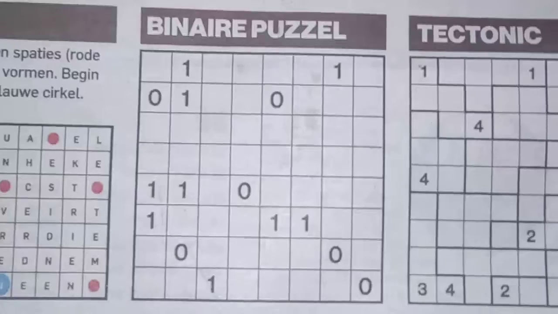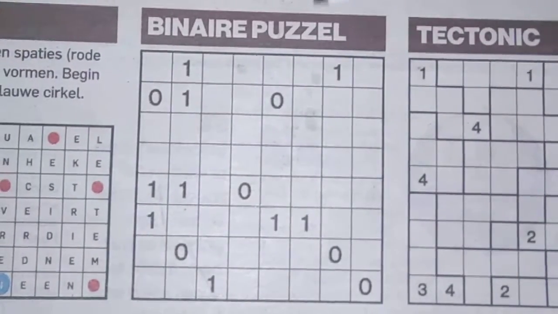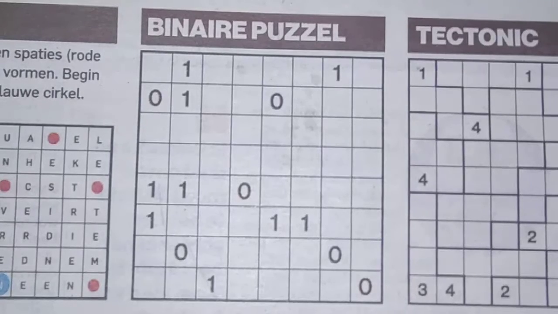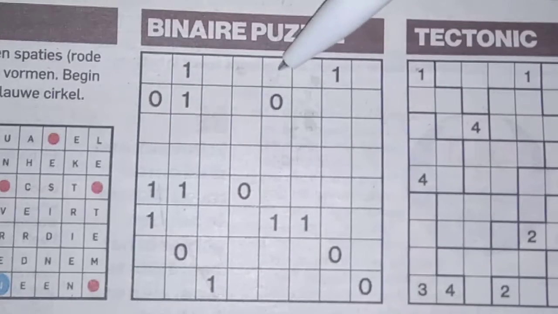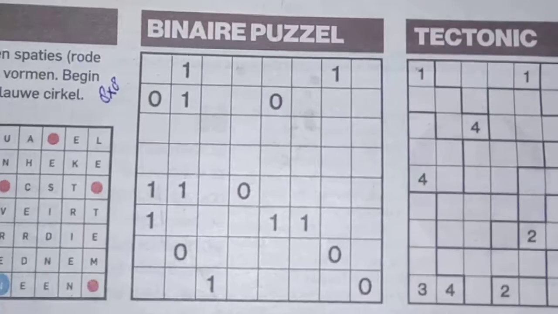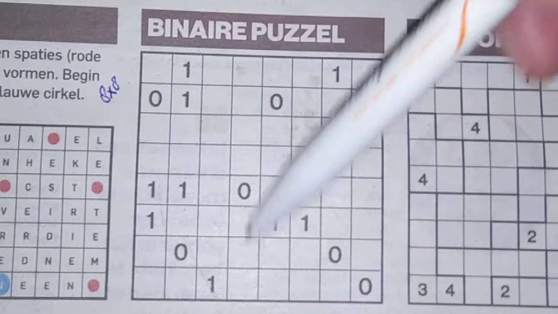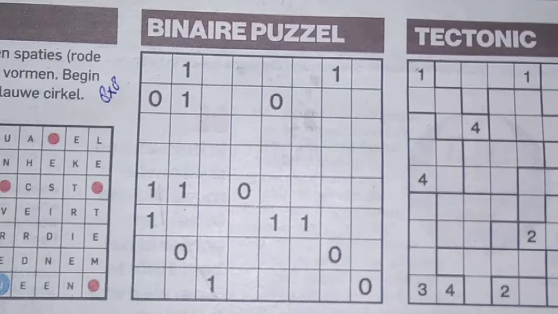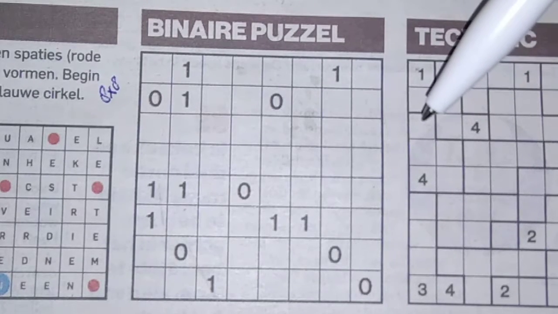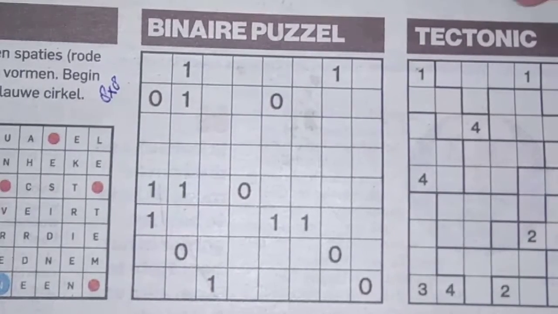In this additional, we have 6 Sudokus, and this is number 5, a binary puzzle. But what kind of binary puzzle is this? Let me count. 1, 2, 3, 4, 5, 6, 7, 8. It's an 8 by 8 binary puzzle. That means in a row or in a column, there's always 4 0s and 4 1s. Alright, so let's get started.